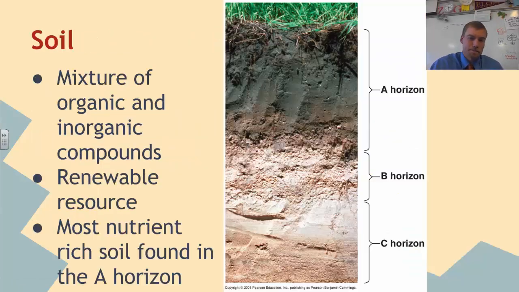Now, soil is obviously incredibly important for plants, and you've got different horizons, or layers, in the soil. The first one is the A horizon, and this is where the vast majority of the nutrients are found. This is a renewable resource, and the soil will be consistently replaced. However, things like droughts can significantly reduce the amount of A horizon that you have, and therefore significantly impact the amount of nutrients that are available for plants.